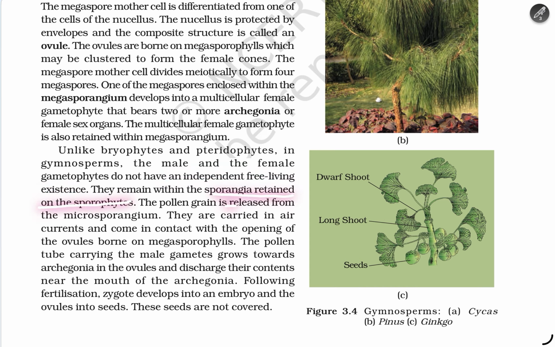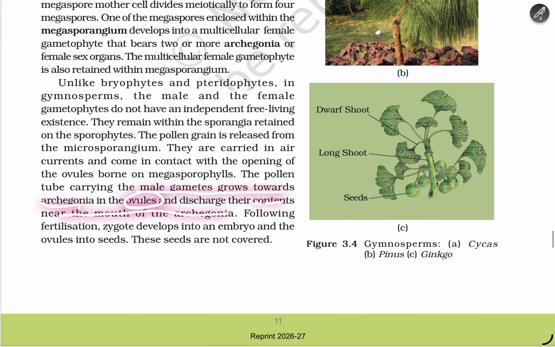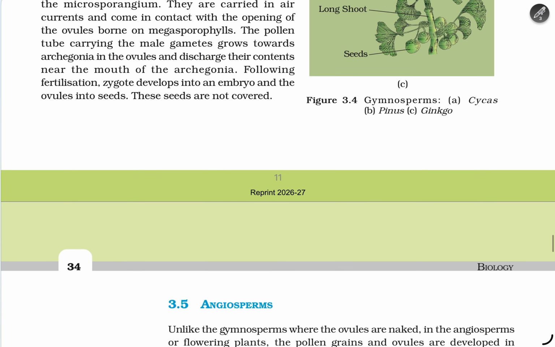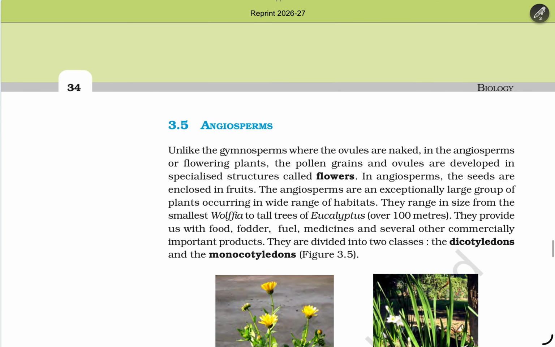The pollen grain is released from the microsporangium. They are carried in the air currents and come in contact with the opening of the ovule borne on the megasporophyll. The pollen tube carries the male gametes towards the archegonia in the ovules and discharges their content into the mouth of the archegonia. Following fertilization, the zygote develops into an embryo, the ovules into seeds, and the seeds are not covered.